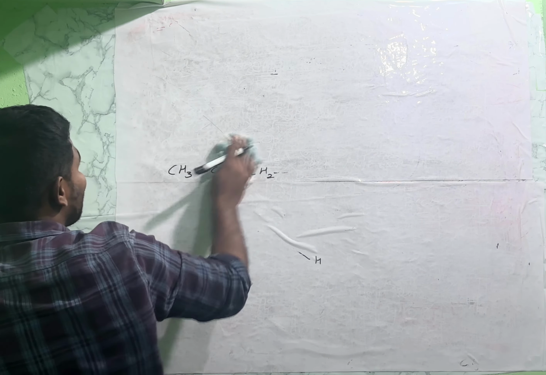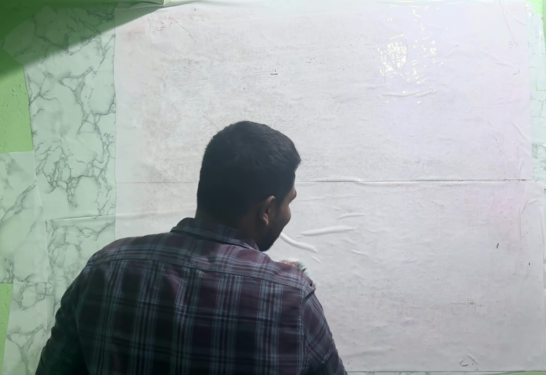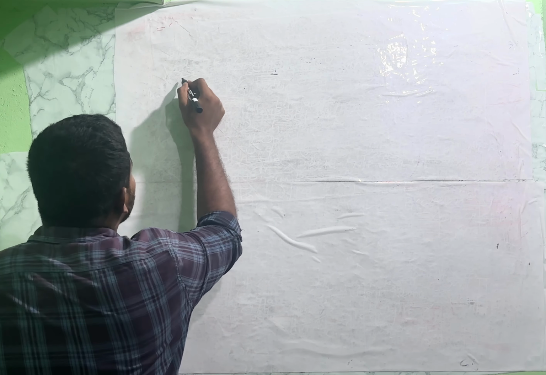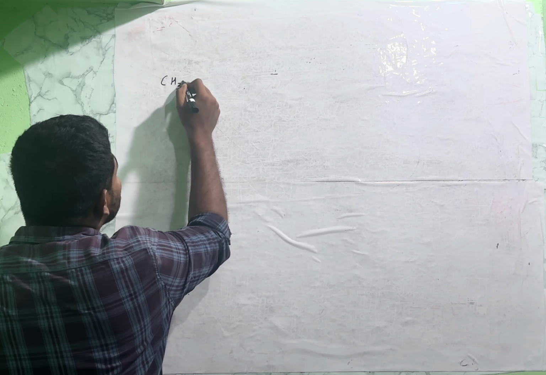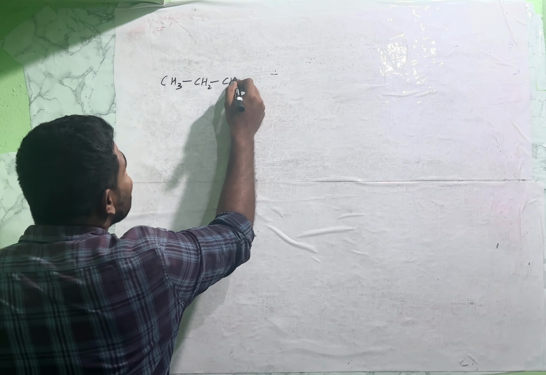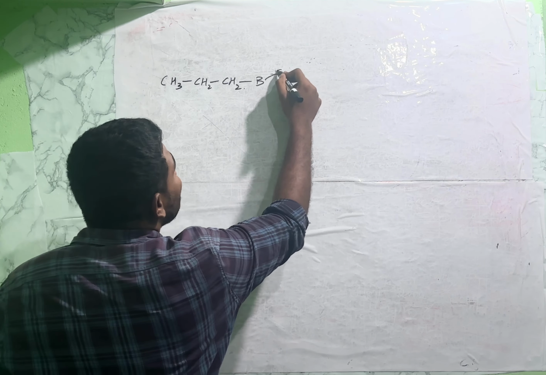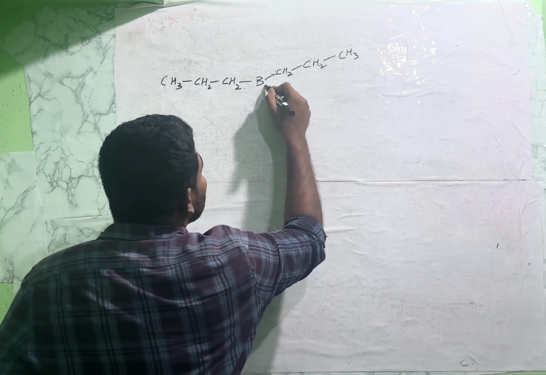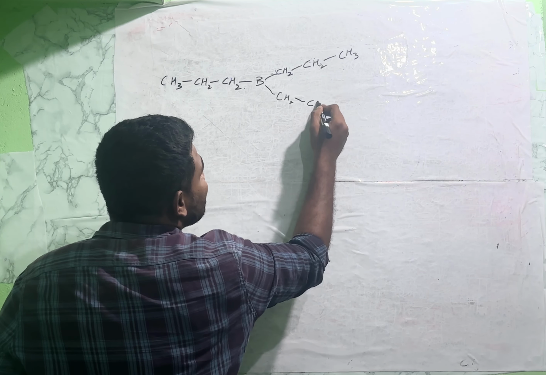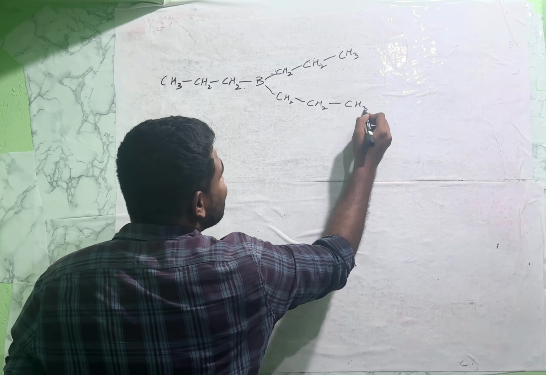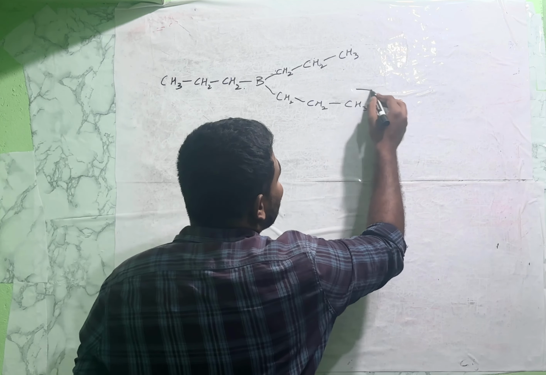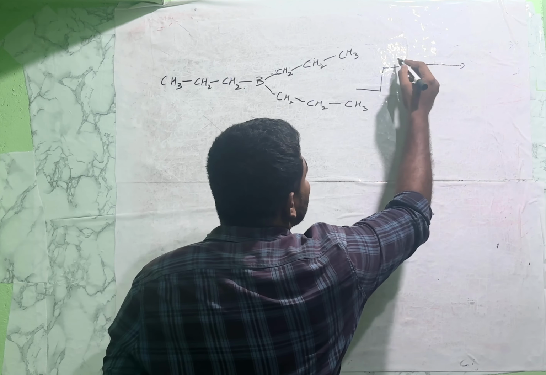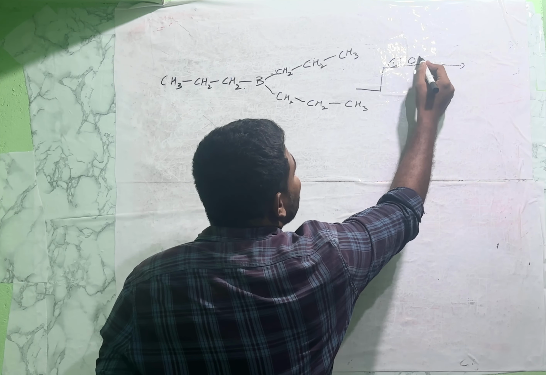If I write somewhat small letters, it is very difficult to see, so that's why I am writing somewhat broad letters and giving more gap. Okay, now if you see here, CH3, CH2, CH2, B, CH2, CH2, CH3, same, CH2, CH2, CH3. Now if you see here, first we will see oxidative hydroboration.